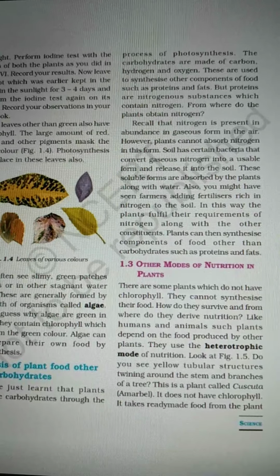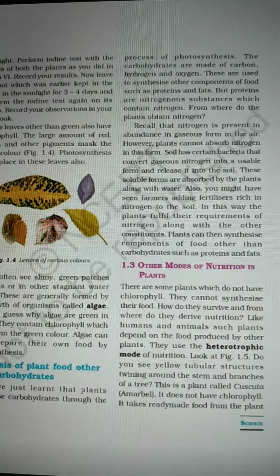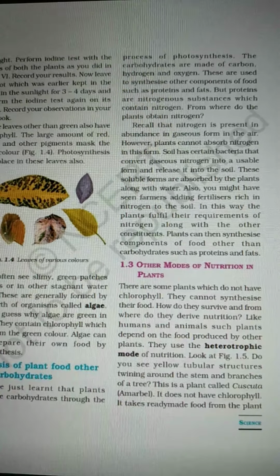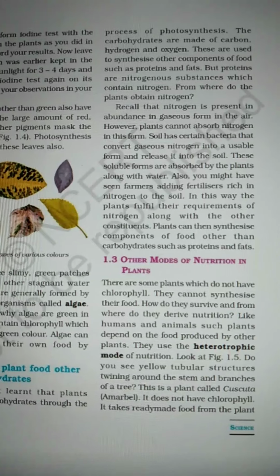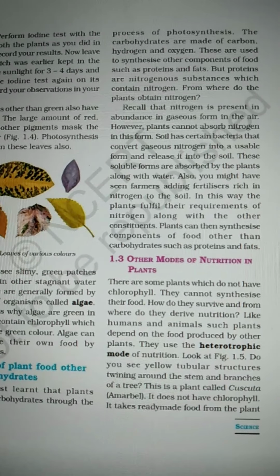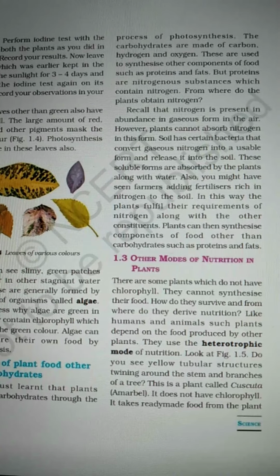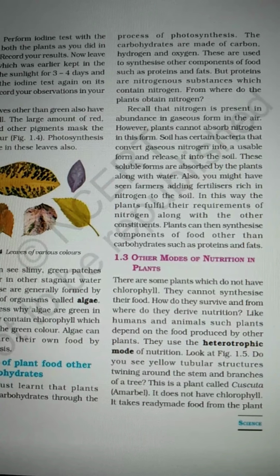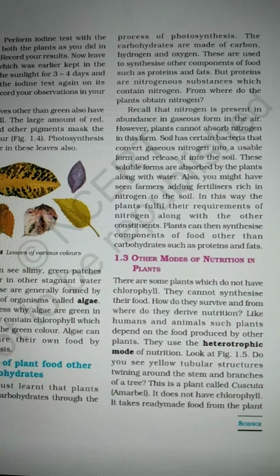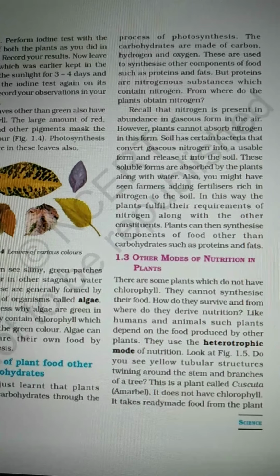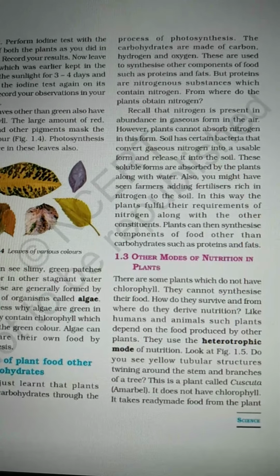Recall that nitrogen is present in abundance in gaseous form in the air. However, plants cannot absorb nitrogen in this form. They can absorb carbon dioxide from air, but they can't absorb nitrogen from air. Soil has certain bacteria that convert gaseous nitrogen into a usable form and release it into the soil.